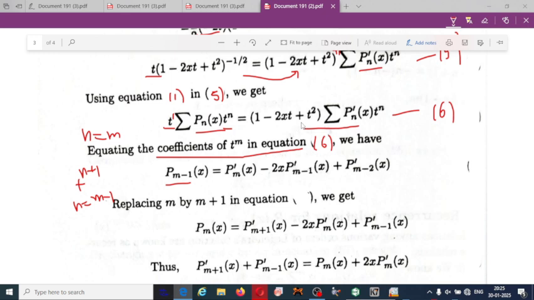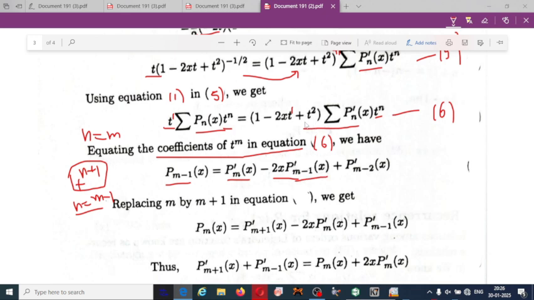Now the RHS side. There are three terms, 1 minus 2xt plus t square. The first term, if you take n equal to m, will be as it is, p prime m of x. The second term is minus 2xt, and t to the power n is there, so it becomes t to the power n plus 1. Then we put n equal to m minus 1.